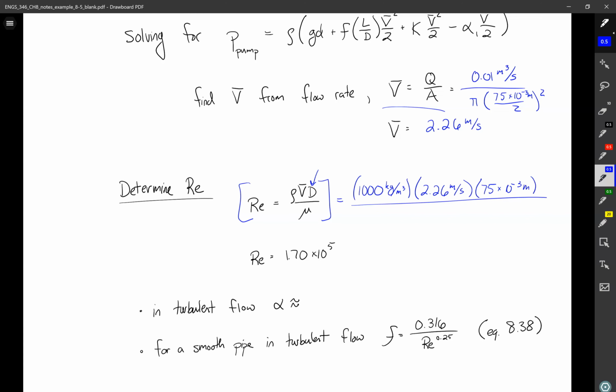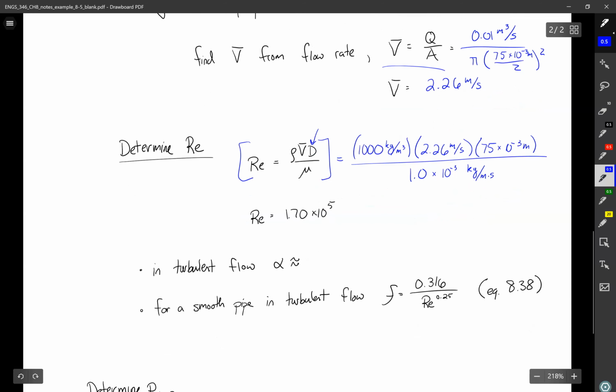Then our viscosity, we can look up for water. At room temperature, it's about 1 times 10 to the minus 3 kilograms per meter second. This gives us a Reynolds number of 1.7 times 10 to the 5, which tells us that this is turbulent flow. The cutoff for pipe flow is about 2,500, or 2,300, so we're certainly above that. We're at 1 times 10 to the 5, so we're turbulent.